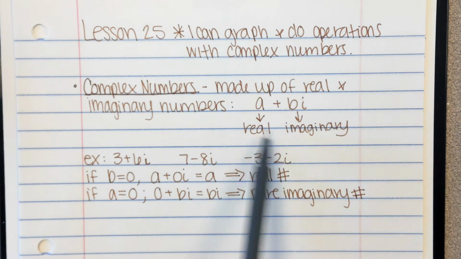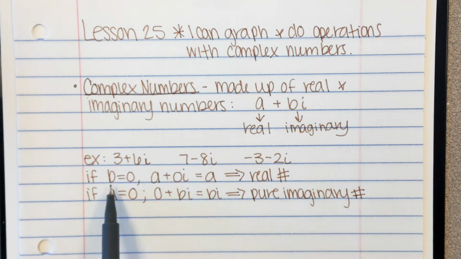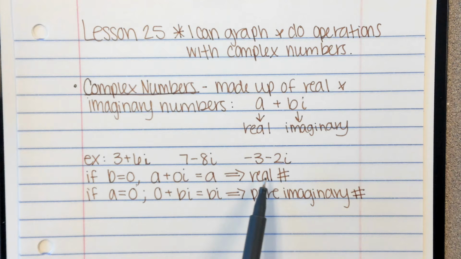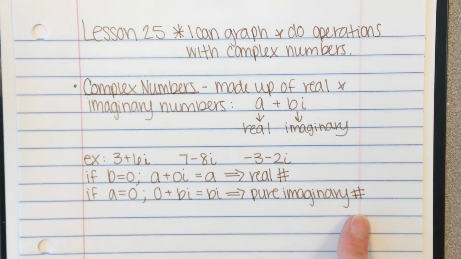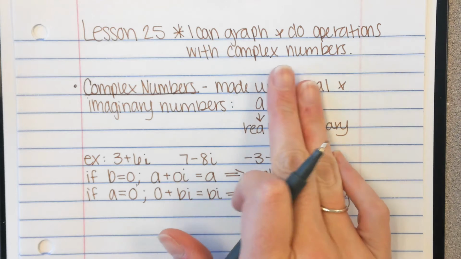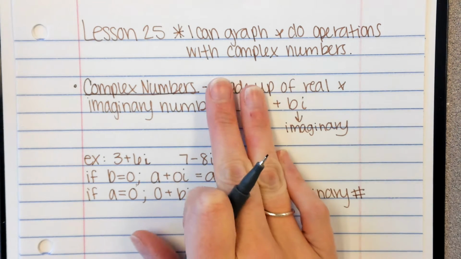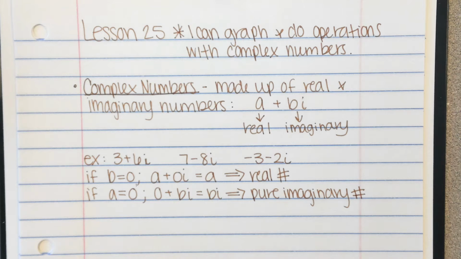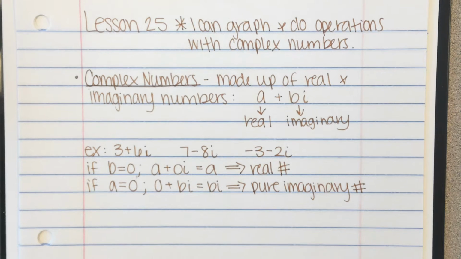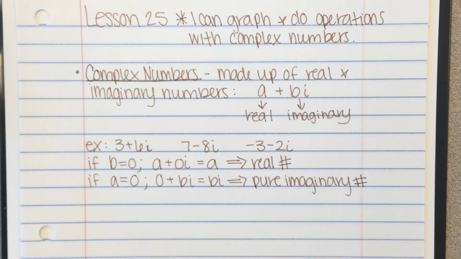If you have the form of a complex number and b equals 0, then it's just a plus 0i, which is just a, and that's a real number. We're used to those. We use those a lot. If a equals 0, you just have 0 plus bi, and that equals bi, and that's a pure imaginary number. So you can have just the real part of the complex number, you can have just the imaginary part, but most of what we're going to look at today has them both together. Like I said, we're going to do a few different things with those complex numbers.